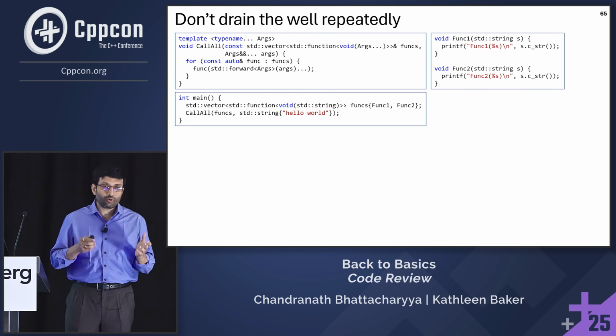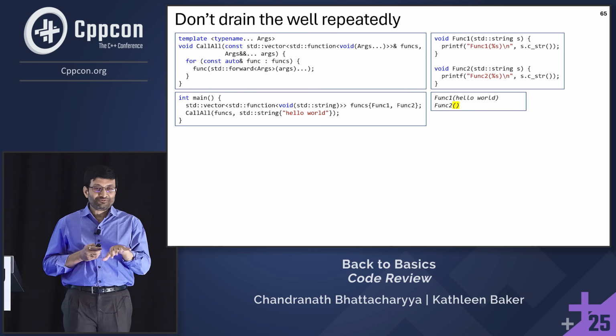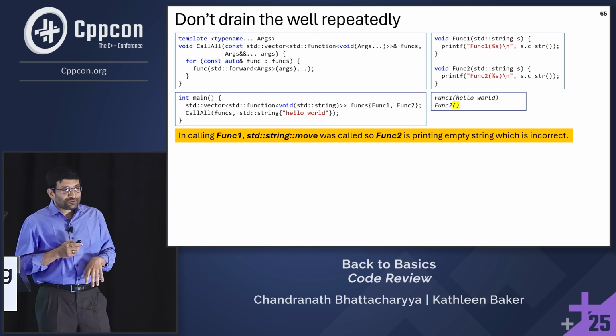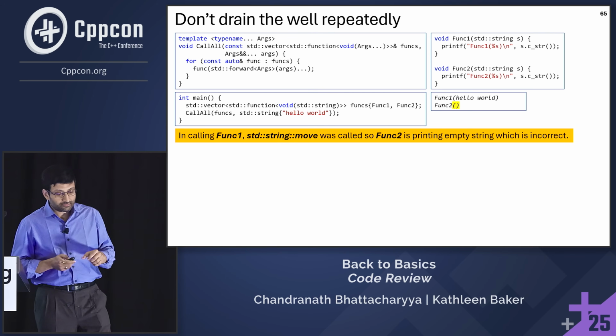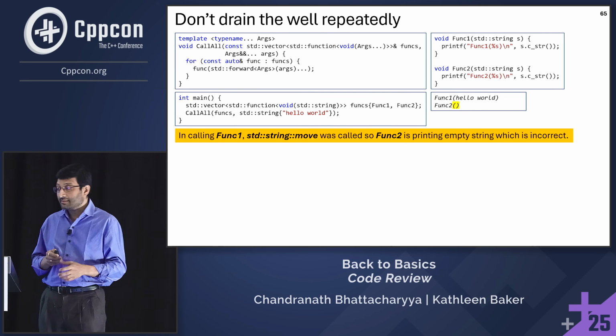So what can be wrong over here? Let's look at the output. As you can see, something is wrong, right? The second one is printing an empty string. So what is happening over here is that the call to func1 is doing a string move, which is why func2 is printing an empty string, which is incorrect.